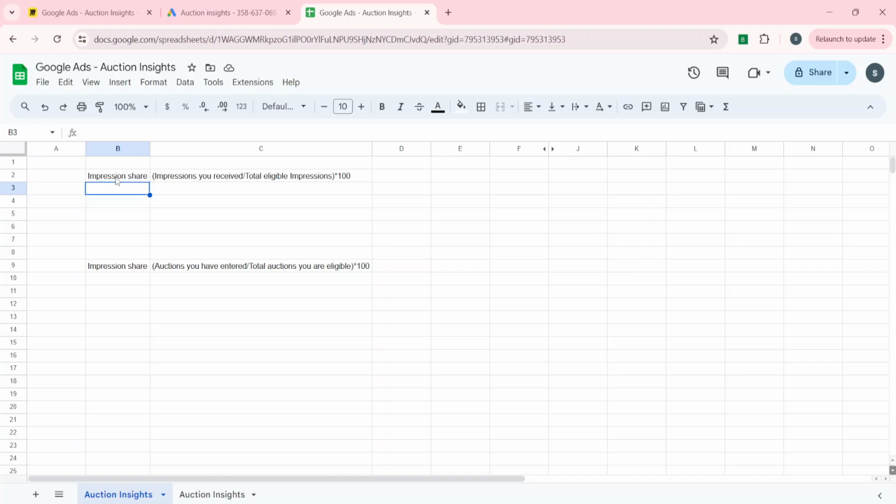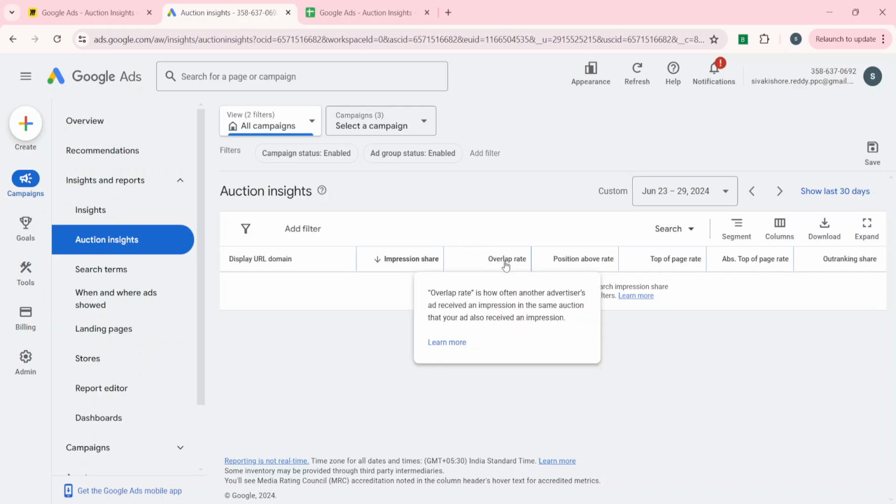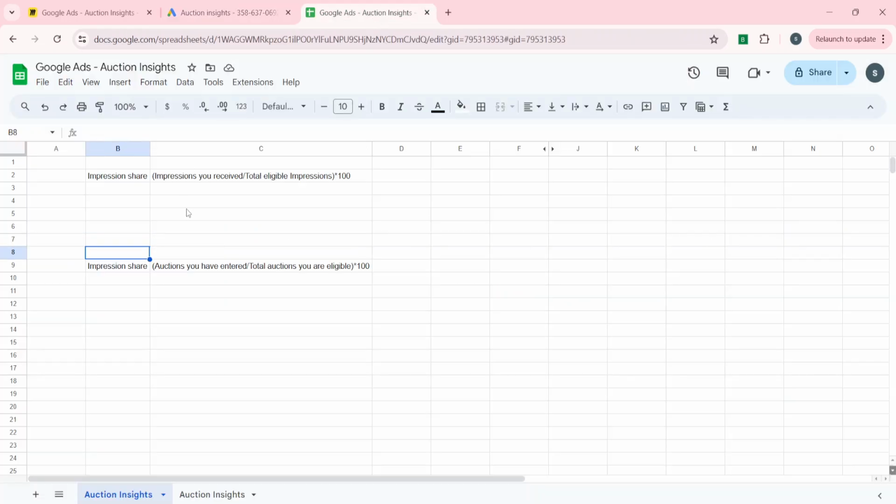Let's modify this for auction insights. The formula for impression share in auction insights is the auctions you have entered divided by the total auctions you are eligible for, multiplied by 100. Please remember this. I have kept these concepts simple so that you understand them easily. Concepts like outranking share, overlap rate, and position above rate are a little tricky, so please pay attention. Let's go into it.